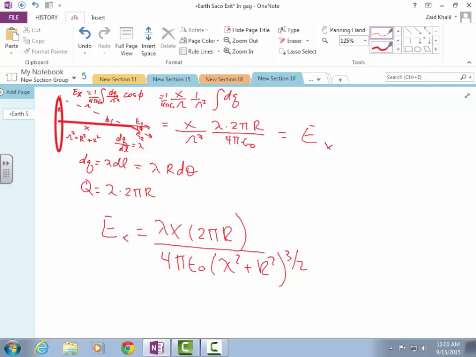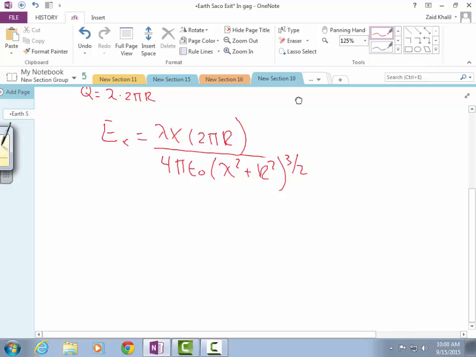What do you expect this thing to look like from very far away? Be careful. What should that look like? Meaning a point charge. And what is the electric field from a point charge? What value is it? kQ over r squared, or Q over 4 pi epsilon naught r squared. Let's show that. So to show this, what does that mean? That means x is significantly greater than r, right?